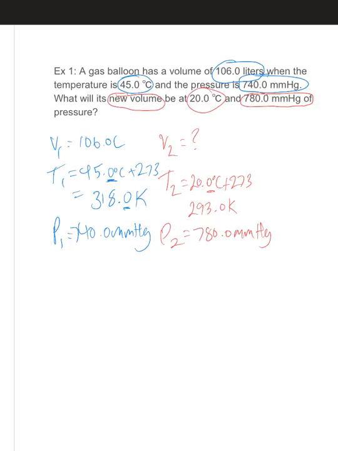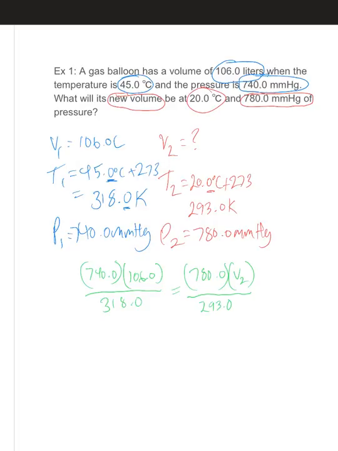So now I have my variables labeled, and I am ready to plug them into our formula. So our formula is P1, which is 740.0, times V1, which is 106.0, all over T1, which I converted to Kelvin, 318.0, equals P2, 780.0, times V2, which is what I'm solving for. So I'm going to leave that as V2. If you would like to go ahead and substitute X in for that, that's totally fine as well. All over T2, which is 293.0. So I have my numbers plugged into the combined gas law. Now I'm ready to go ahead and solve.